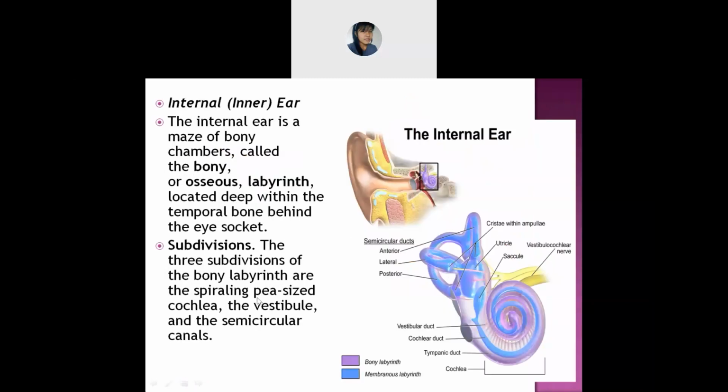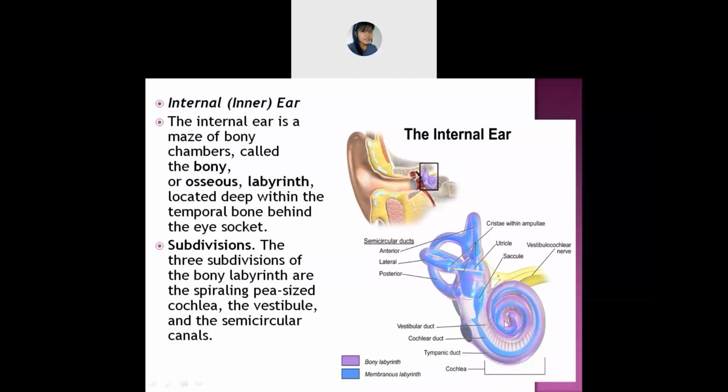Okay, next is the internal ear. So in the internal ear, what will you find? It is a maze, I mean, it's a bit puzzling type, you can say that, means spiral. All right, it's a bit confusing type, you can say that. They are also called what? They are also called the bony, or else they are also known as osseous. And you will find bony chambers here, means they are made up of bones. This is the internal ear, or else the inner ear.